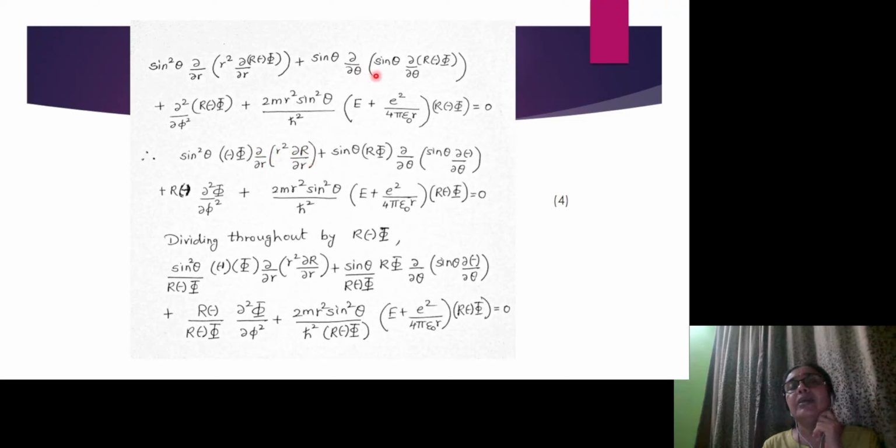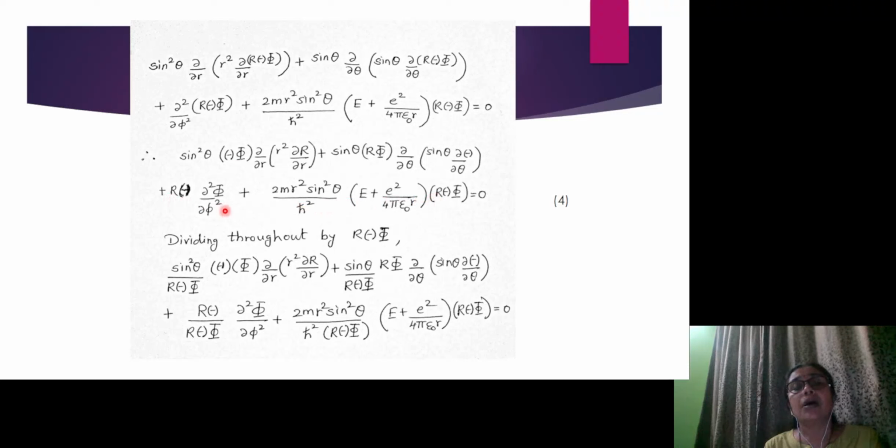Okay, similarly here, when the partial derivative with respect to theta is operating on this R Theta Phi, R and Phi will be taken out of the partial derivative operator. Okay, so we get this particular expression. Now you can see that if you observe each of the terms, this contains Theta Phi, this contains R Phi, this also contains R Theta. Okay, and this has R Theta Phi.